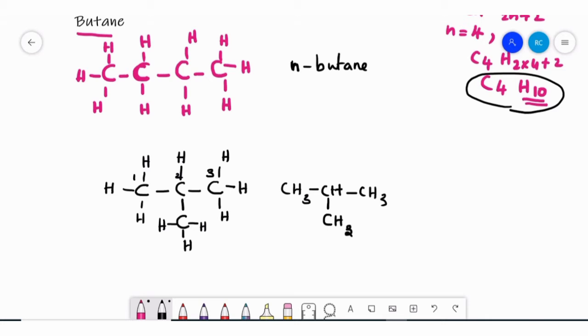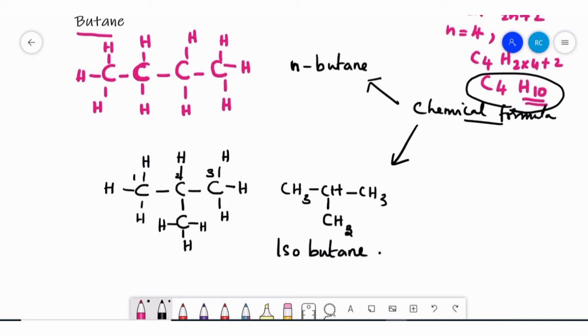So the chemical formula C4H10 in the butane molecule can be represented as normal butane, and this one we call isobutane. Normal butane or isobutane: these are the two different structural formulas we can write for a single chemical formula, C4H10. So this molecule exhibits isomerism, and these are the two different structural isomers of butane.